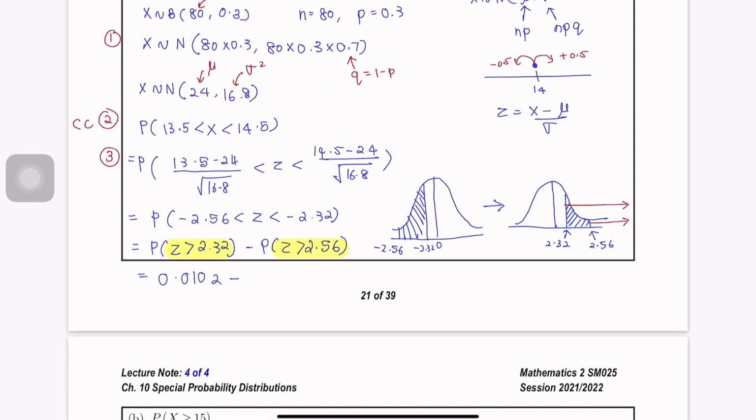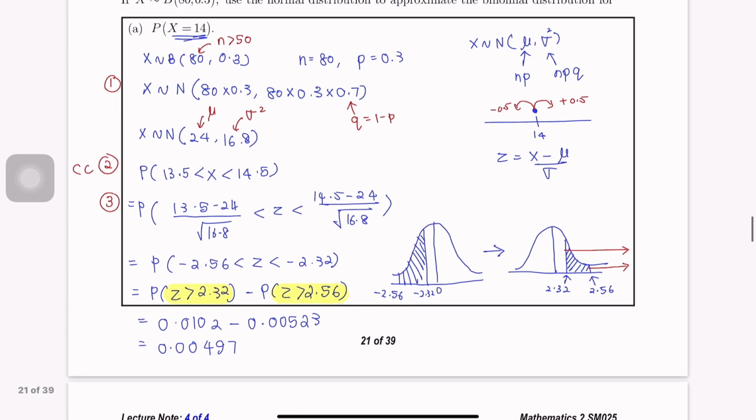0.00523 minus ... 0.00523, and solve this, we'll get 0.00497. Okay, so let's revise again the steps to solve this question.